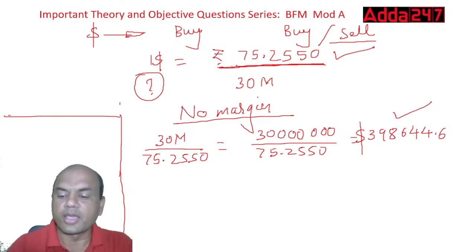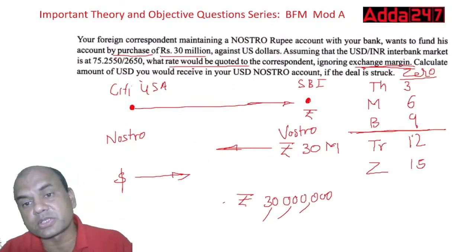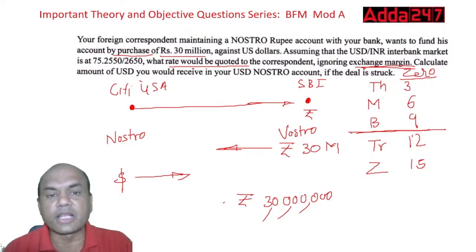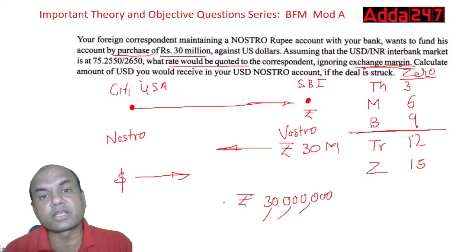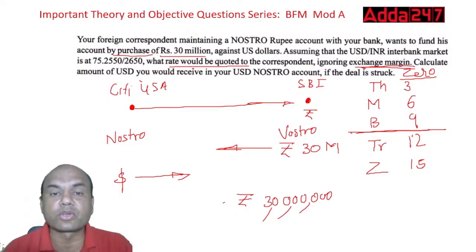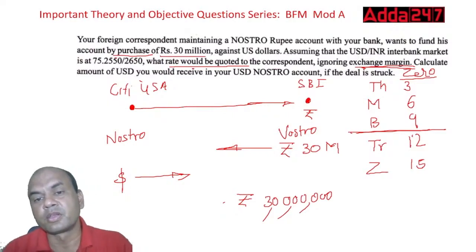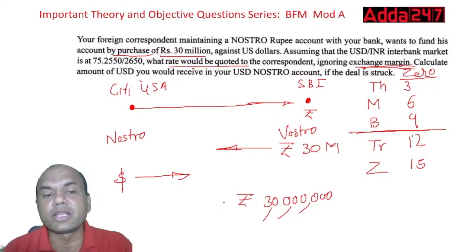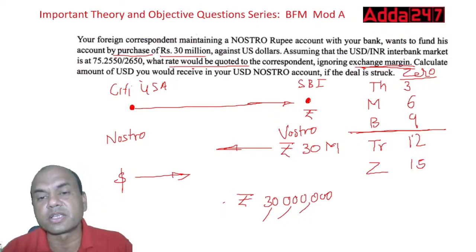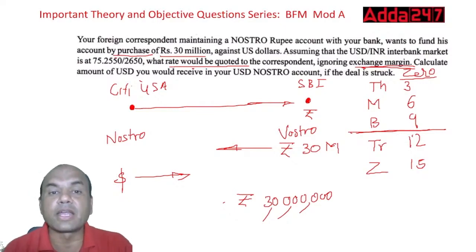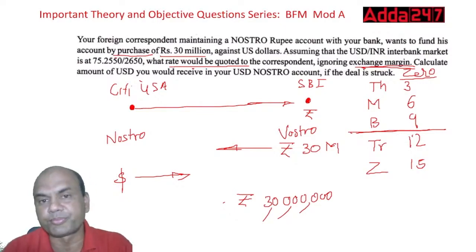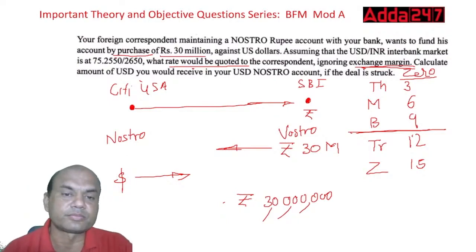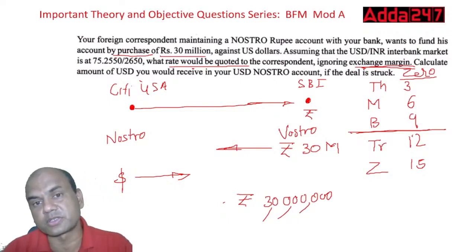In the exam, they might ask you various questions on this. They'll ask you whether this account is called Nostro or Vostro. They might ask about the 30 million and this exchange margin: if there is an exchange margin, then what do we do for buy and for sale? They can ask you various questions on this.